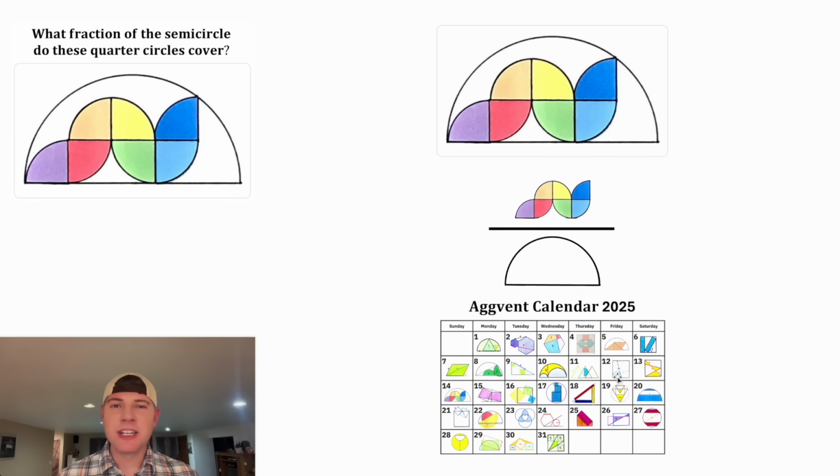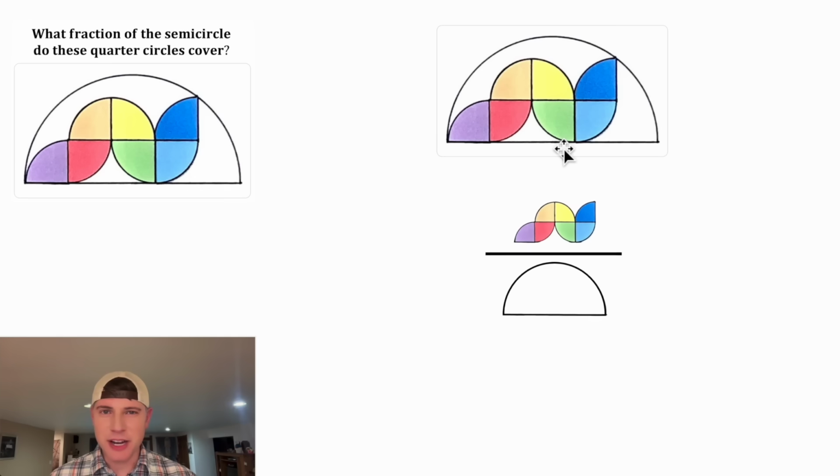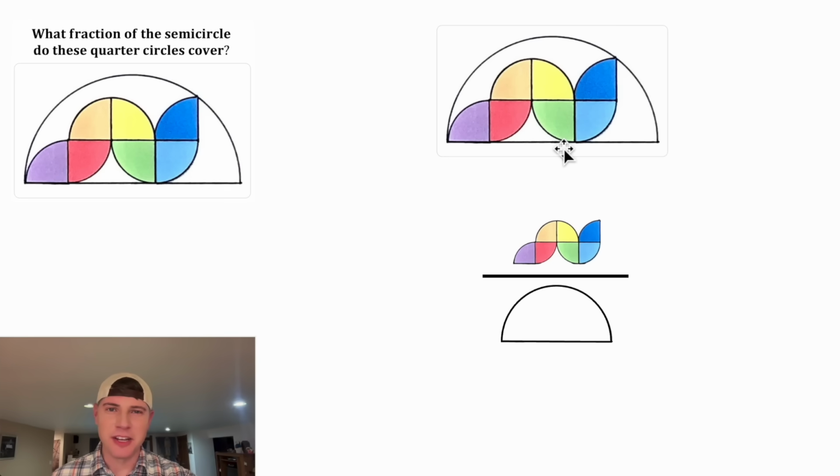This is day 14 of the 2025 Advent calendar. And it's my goal to solve all of these by the end of February 2026. And if you want to try this one, pause it right now, because I'm going to solve it in 3, 2, 1. Each of these quarter circles have the same radius.